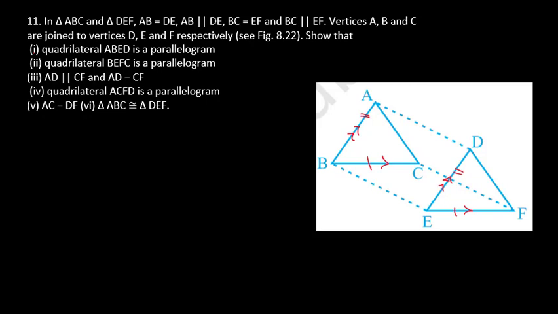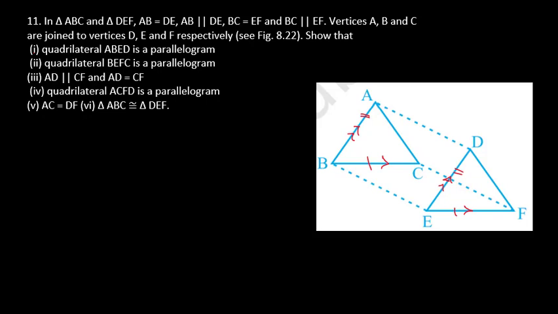And we have to prove that quadrilateral ACFD is a parallelogram. So once we prove that it has a pair of sides parallel and equal, it is easy to say that it is a parallelogram. And AC is equal to DF. So once we prove that, AC will become equal to DF.